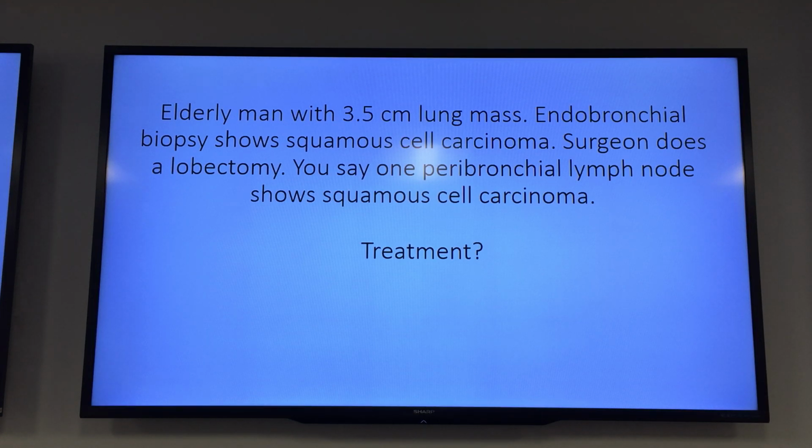But if the lymph node was not involved and it was a small lesion, they might be done. Therapy might be over. Is that clear to everyone? How important lymph node mets are in this situation?